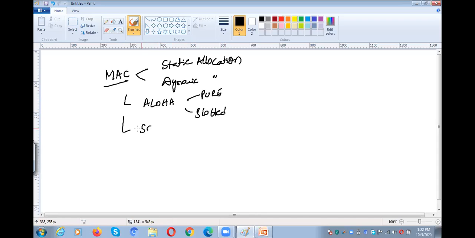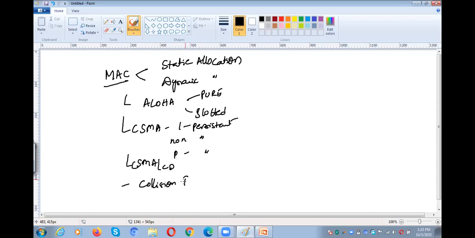And then under CSMA, we have covered one persistent, non-persistent, and then P persistent. After that, we have discussed CSMA/CD, and then we have discussed collision-free protocols. Under the collision-free protocols, we have covered bitmap and then binary countdown.